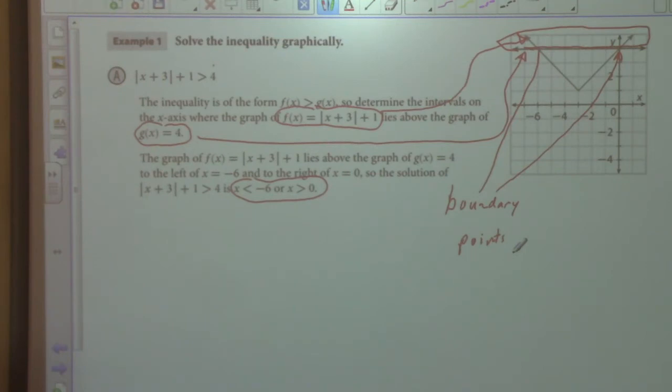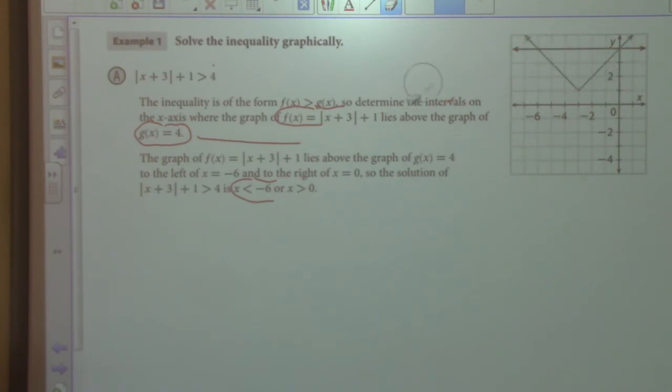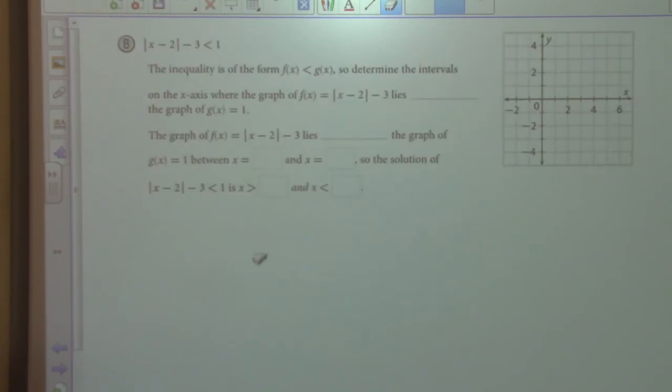Okay, so that's a graphical solution, and what do you have that can help you with those graphical solutions? Calculators. Okay. Really good. Next they're asking us to graph one to see what it looks like. And so we have, in this case, the absolute value of the quantity x minus 2, minus 3, is less than 1. So how do we do that?